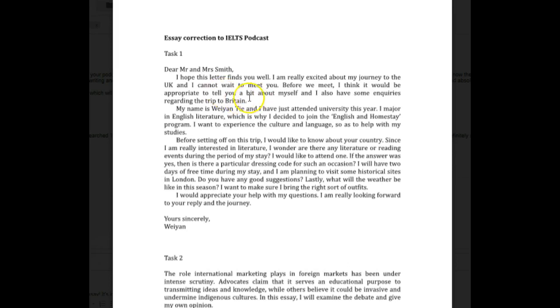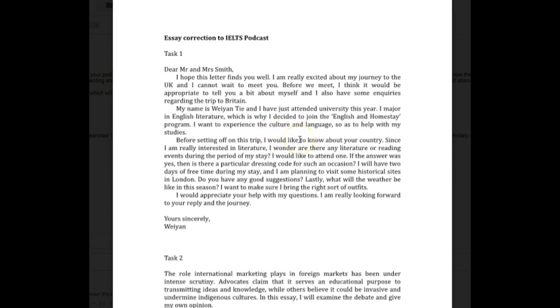This was fine. Now, I want to experience. Typically, when we're speaking formally, we avoid want and instead we say would like. Okay? So, I would like to experience the culture and language. So, here you used would like.